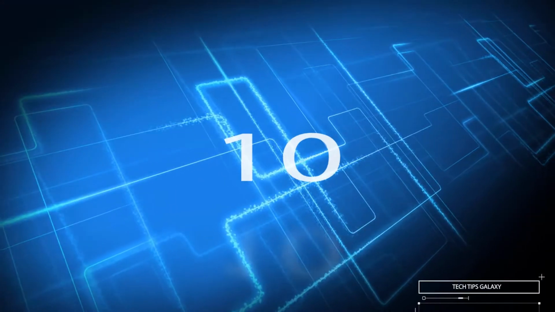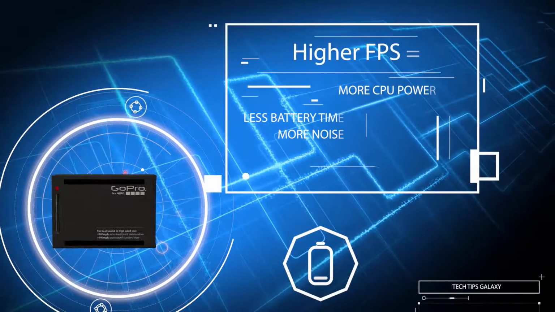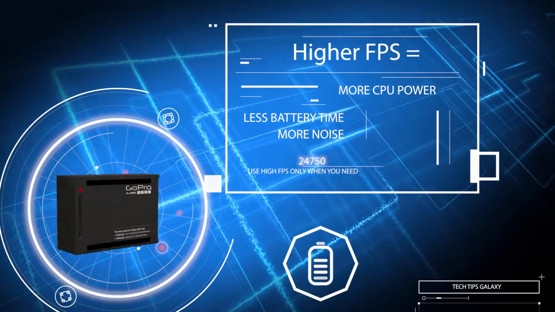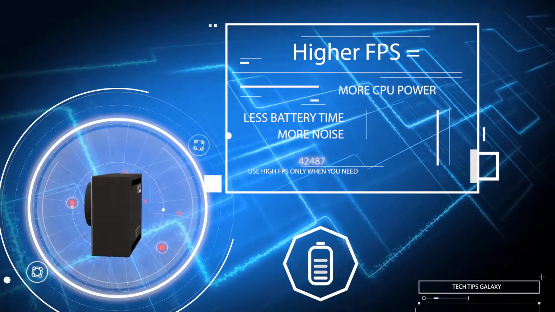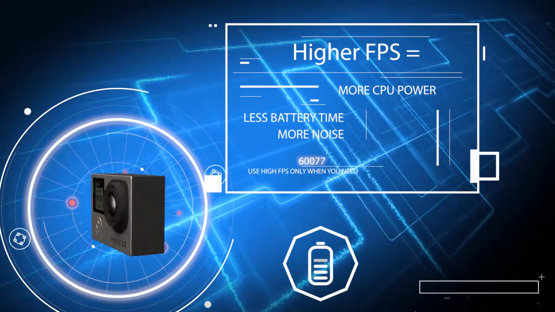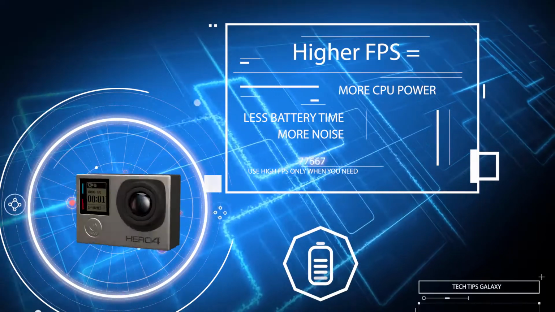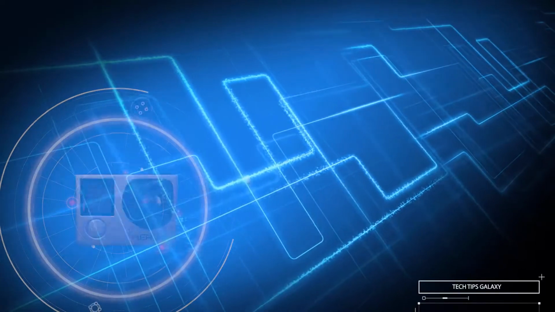10. Do not record videos at a higher frame rate than you need, because it will drain the battery faster and it will shorten the frame shutter time, which restricts the light on the sensor. At 60 frames per second, you will lose up to 50% light, and the camera will raise the ISO in order to compensate for the light, which in turn will lower the video quality.